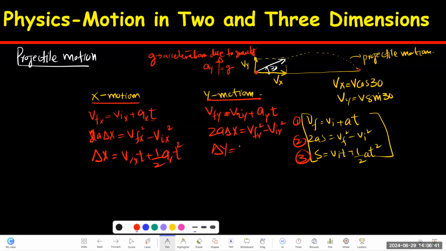Delta y equals v0y t plus half g t squared. I can call this one g as well. Wherever the a is, I can call it g with a minus sign. So everything will be minus, minus, minus, and then t squared.